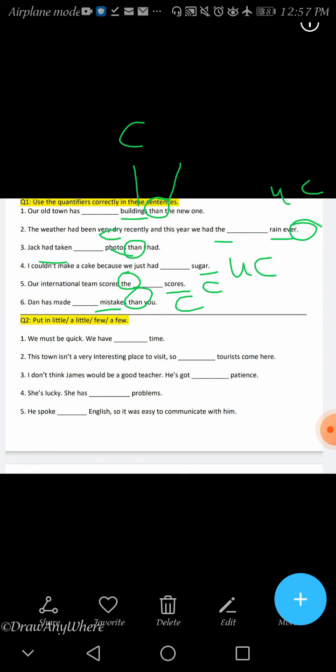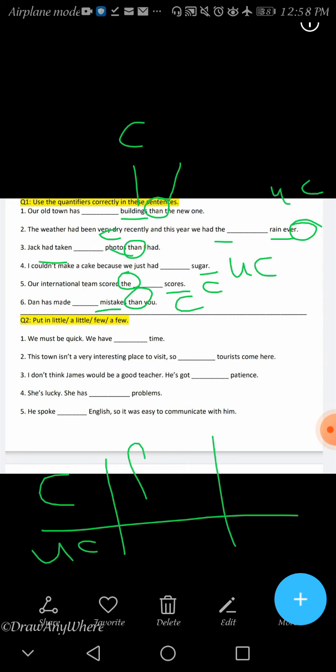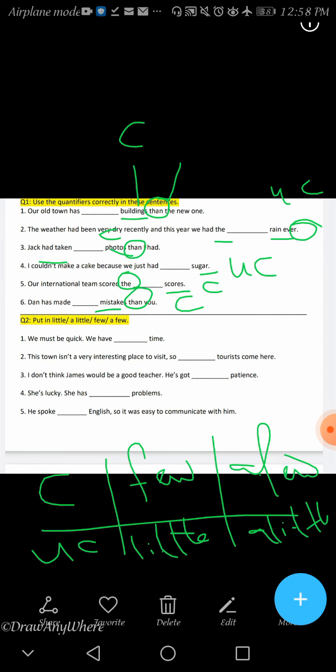Now let's talk about question number 2. As you see here, you have to use what? Little, a little, a few. Don't forget that we use what? Countable and uncountable. Countable we will use what? Few و a few. والuncountable little و a little. Okay? And don't forget that this is negative idea, and this is positive idea.